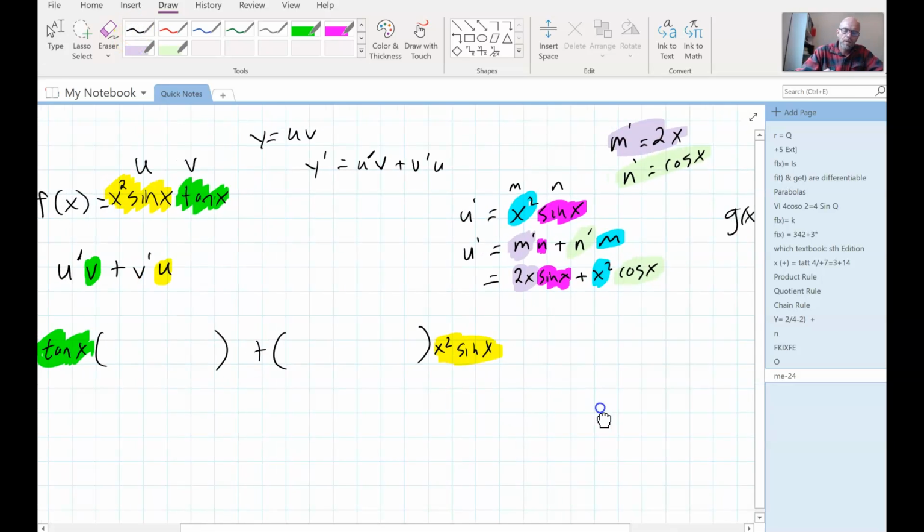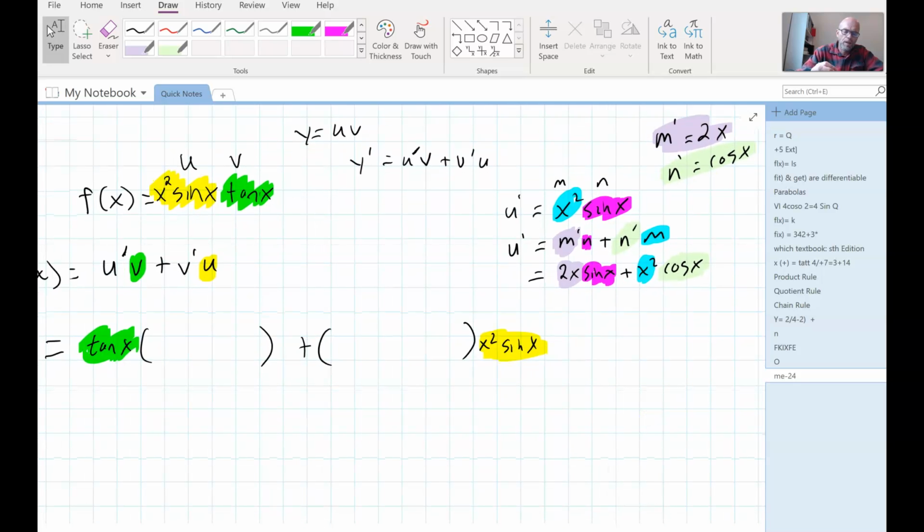So now we know what u prime is. We need to know what v prime is. Well, v prime, that's pretty easy. That's just the derivative of tangent, which would be what? Secant squared x.